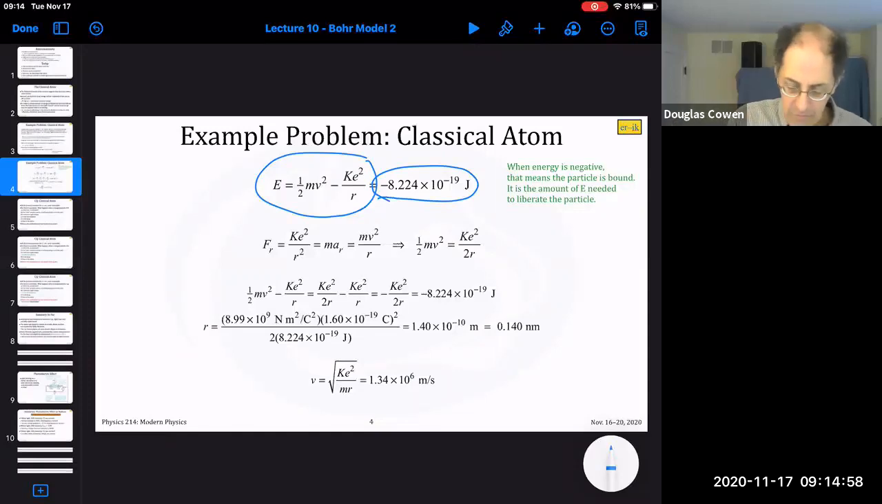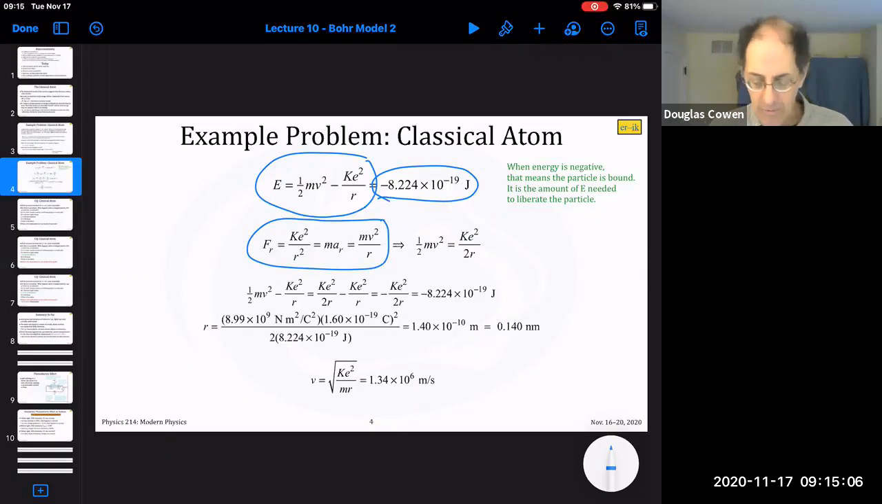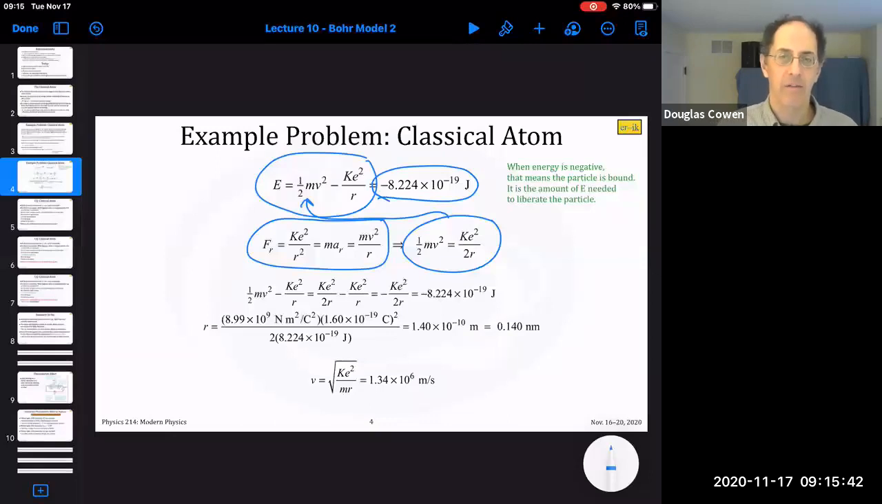Okay, and as we just wrote, the force is the Coulomb force, and that's equal to m v squared over r. We can recast this expression, k e squared over r squared equals m v squared over r, to have 1/2 m v squared on one side. Solving for 1/2 m v squared, we get that it's equal to k e squared over 2r. And now we can plug it in here. Where we see 1/2 m v squared in the energy, we can replace that with k e squared over 2r. And that's what's done right here. When we do that, we get this simple expression: total energy is just minus k e squared over 2r.